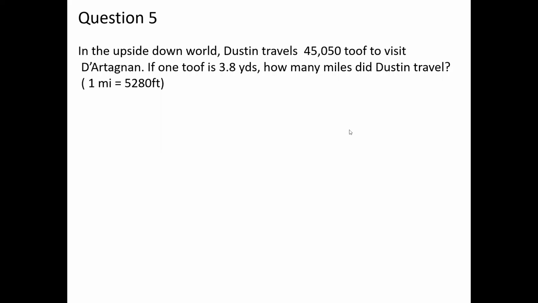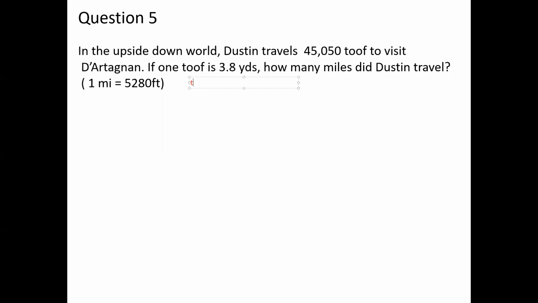So here in the upside down world, Dustin travels 45,050 tooth to visit D'Artagnan. If one tooth is 3.8 yards, how many miles did Dustin travel? And we're given that 1 mile is 5,280 feet. Maybe you didn't pick up on it, but tooth is foot spelled backwards. So if you flip it, you get foot. See, upside down, flip. I came up with that unit myself. Anyways.